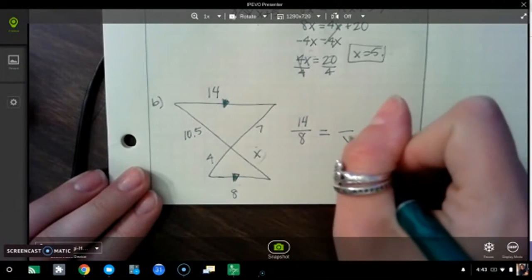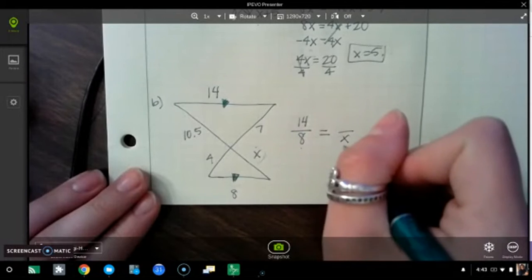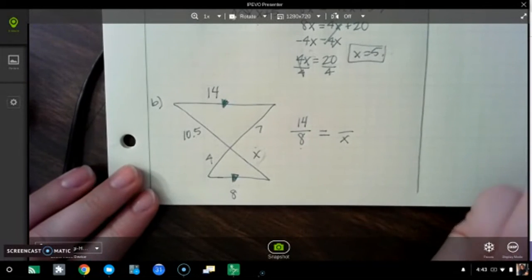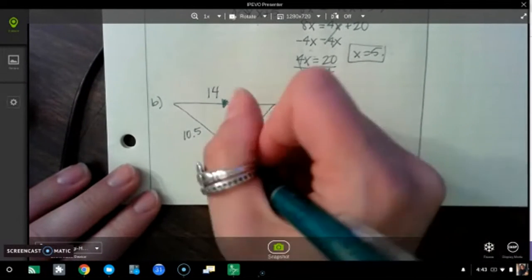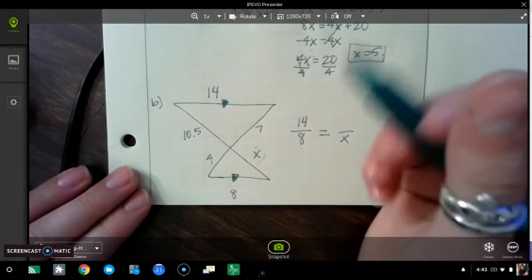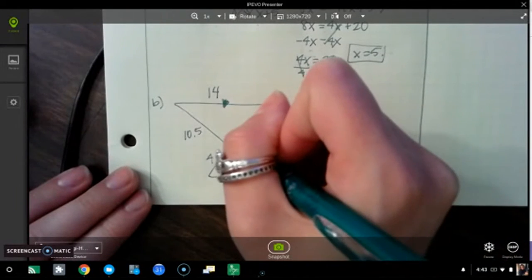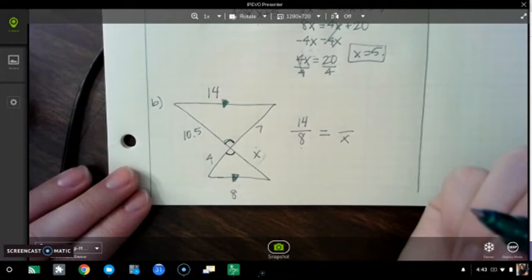So I know this x is going to be on the bottom because that's my bottom triangle. 8 was my bottom triangle. X is my bottom triangle. We don't know what side corresponds, but we can figure it out by looking at our similar triangles. We have angles that are congruent to each other by angle, angle.